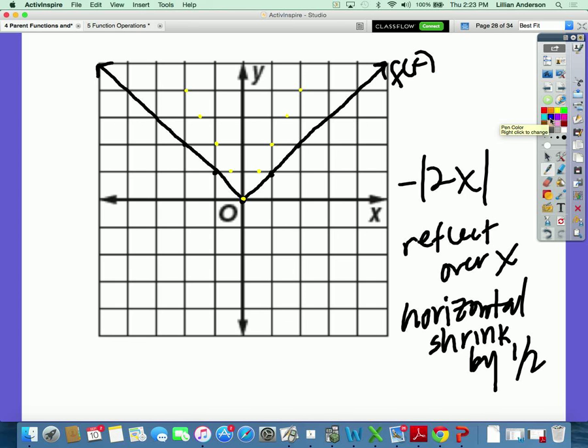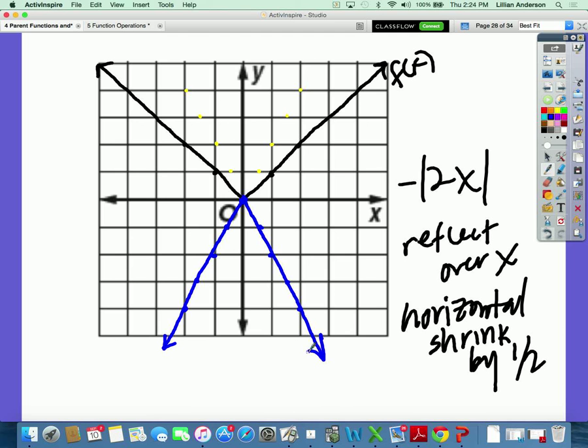So I'm reflecting it over the x-axis. 0, 0 stays where it is. So nice to have 0, 0 sometimes. And then everything's getting reflected over the x-axis. So that means it is upside down. Please make sure you're drawing your graphs nice and neat.